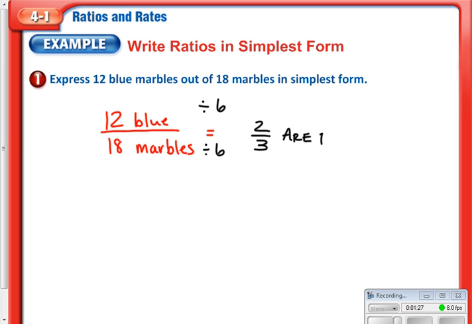So 2/3 of your marbles are blue. That is your simplest form ratio.